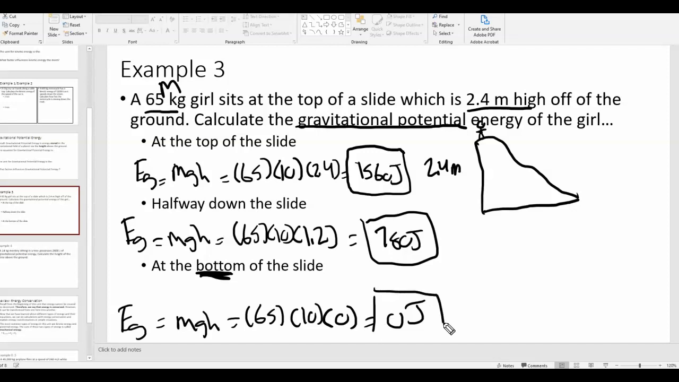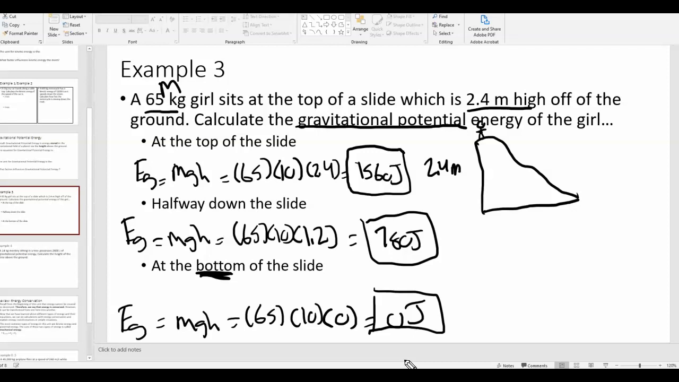Now, does that mean that energy just disappeared into the universe? No, because energy is always conserved. It can only change from one form to another form. So in this case, that energy probably went into kinetic energy, and then if there was friction, a little bit of it probably went into thermal energy as well.